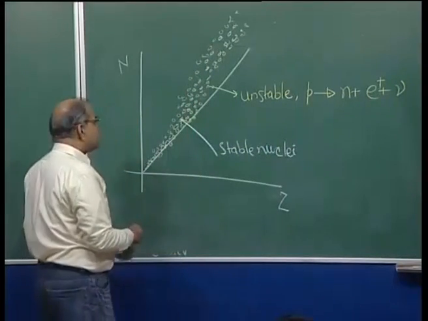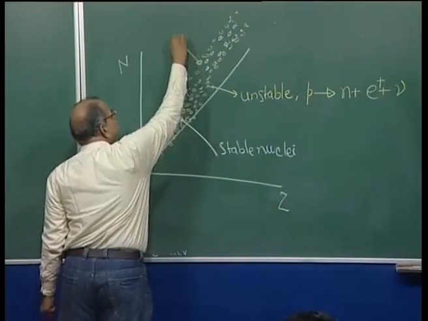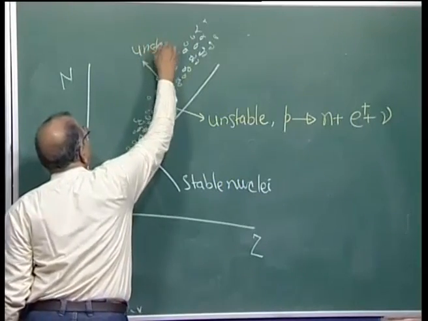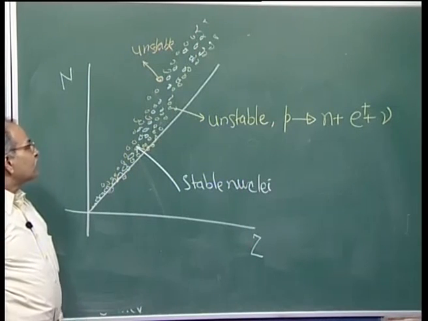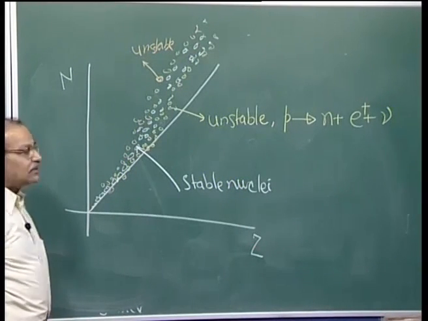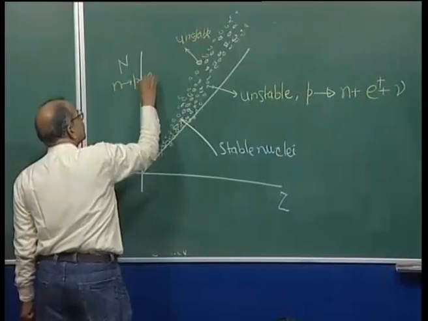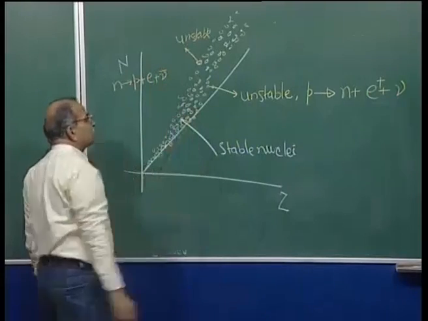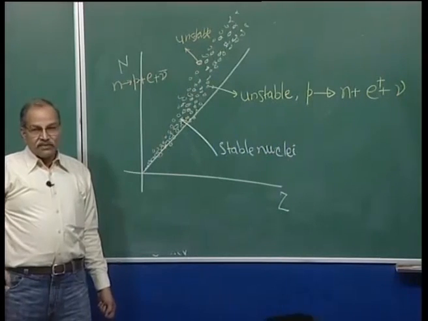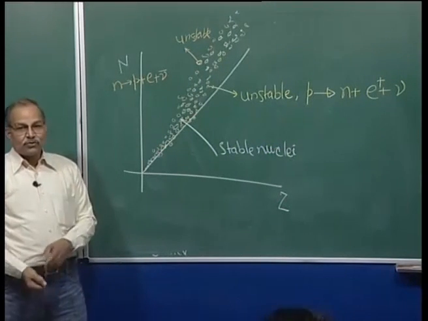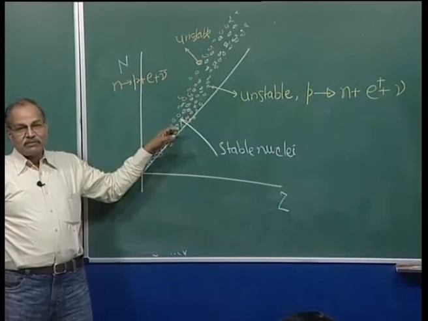Similarly, if you have a nucleus you have formed somewhere here, this is also unstable, but here the neutron number is more than what is required. So, here a neutron will change itself into a proton, an electron and an antineutrino. So, once again that Z n combination will change. So, not all Z n combinations will make a stable nucleus.